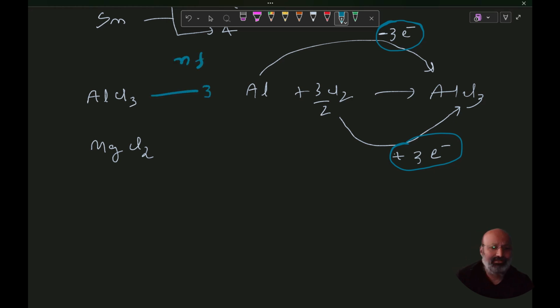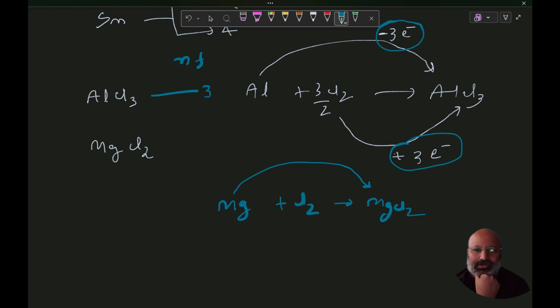So I can personally suggest you just track the number of electrons lost by the metal, because tracking that is a little easier. But of course, you can look at the negative charge as well. For magnesium, also the same thing. You can understand, if you take magnesium and chlorine, then you'll find MgCl2 formation. And in that case, magnesium is losing 2 electrons, and chlorine, both the two chlorines I'm talking about, have gained 2 electrons. So in that case, n factor is 2.